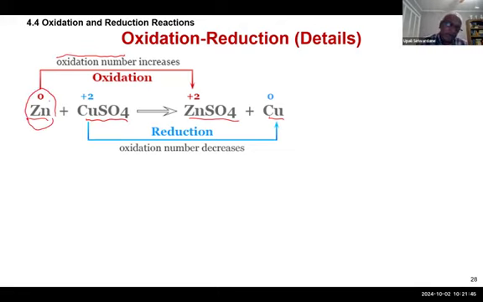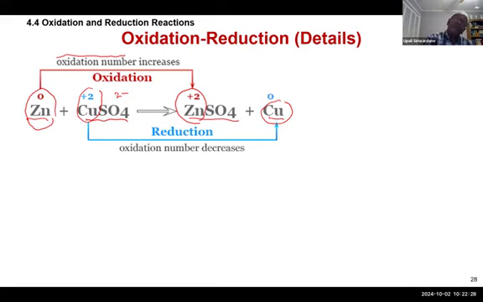Oxidation number is the charge on the metal. Zinc metal doesn't have a charge, therefore the oxidation number is 0. Copper ion here, we know sulfate is 2 minus, therefore copper is +2. Therefore, the oxidation number of an ion is the charge of the ion. The oxidation number of zinc ion is 2+. This is copper metal, a neutral copper atom, that's 0.